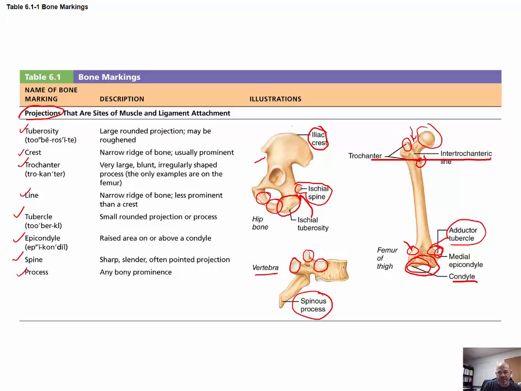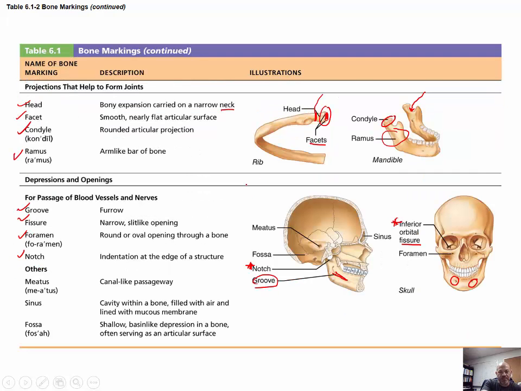There's a notch right here. And there's a notch right there. And these notches would have specific names for them if we were to study the bone markings more closely. And then we have meatus. These are going to be other types of bone markings. A meatus is going to be a canal-like passageway.